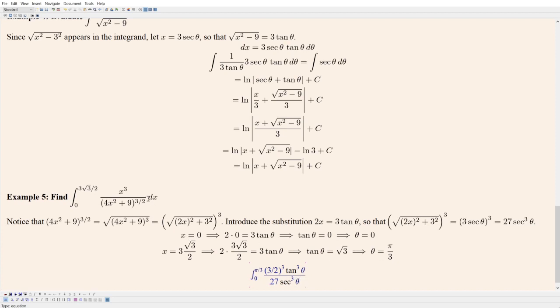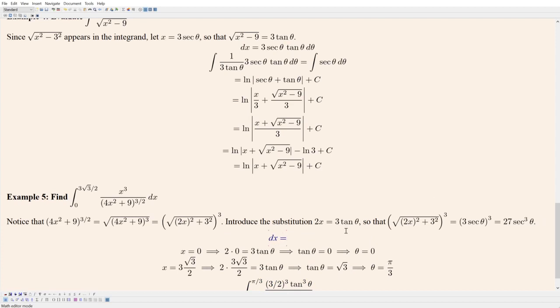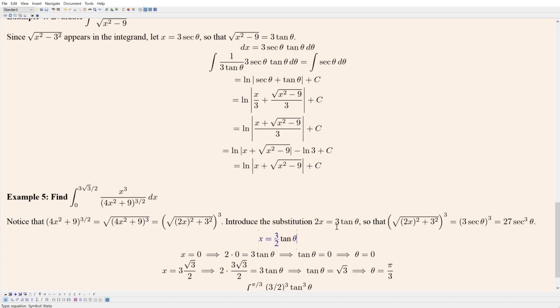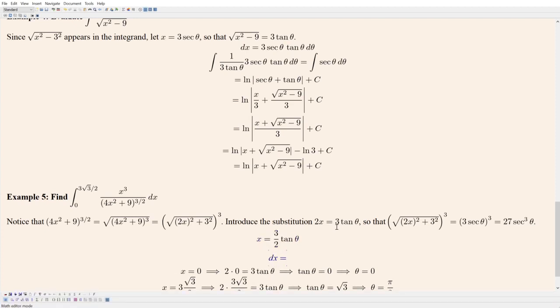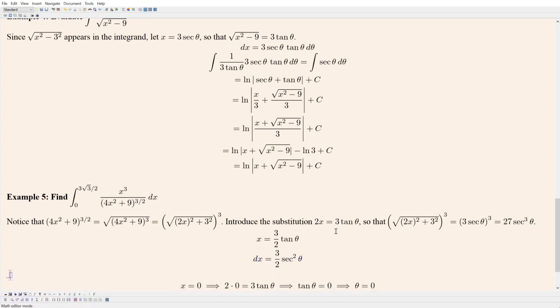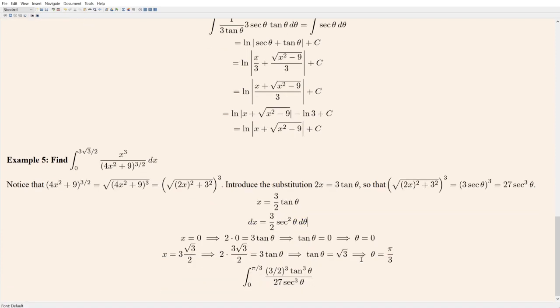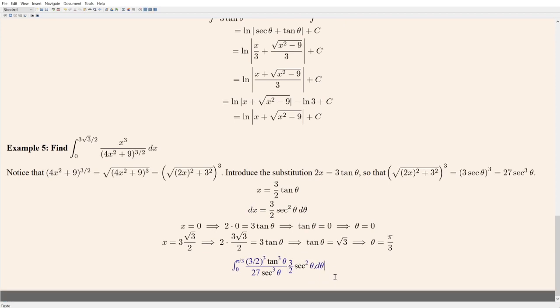Okay, and then instead of dx, did we ever do dx? Oh, we never figured out what dx is. So let's see. X is equal to 3/2 tangent theta. So that means that dx is equal to 3/2 secant square theta d theta, like so. 3/2 secant square theta d theta. Yep. So plug that in here.